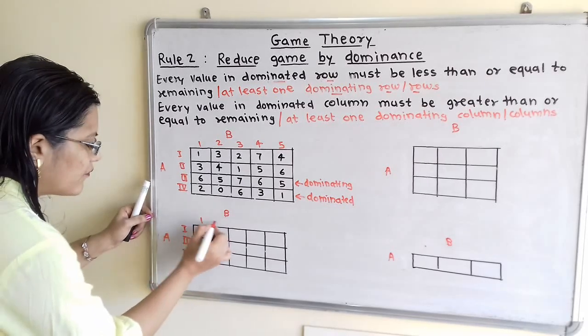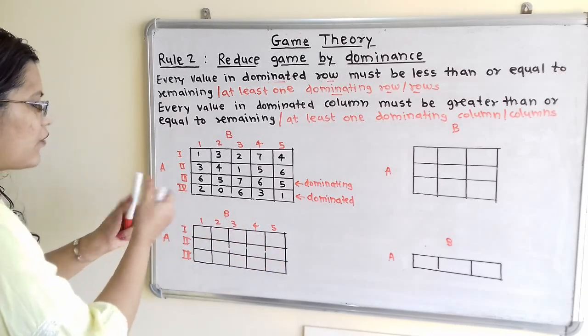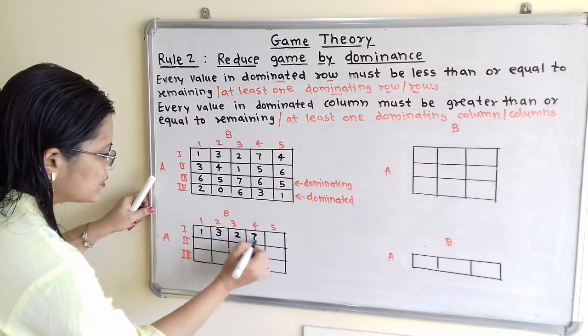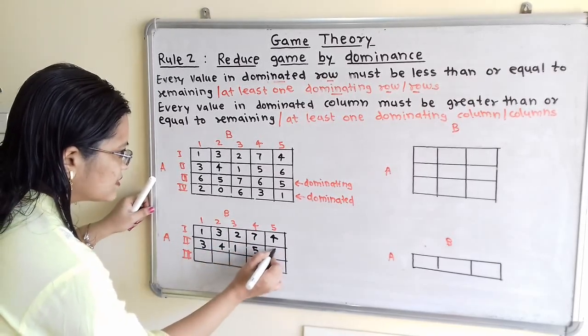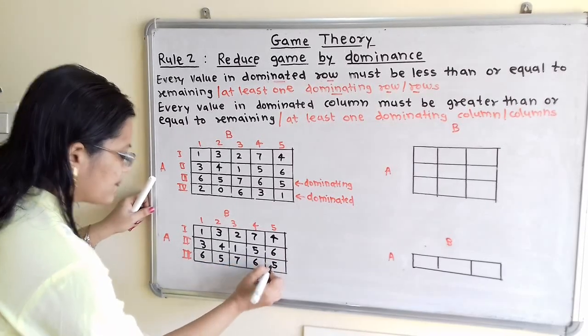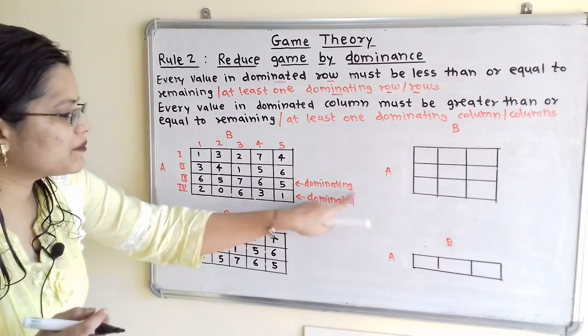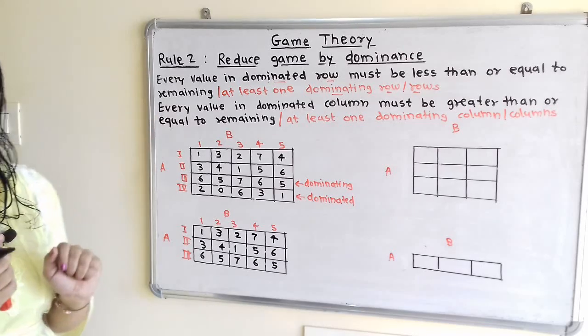And here columns 1, 2, 3, 4, 5. Now I will repeat the numbers. That is 1, 3, 2, 7, 4, 3, 4, 1, 5, 6, 6, 5, 7, 6, 5. So this is the second step. We have removed this dominated row. Now again we will move to the next rule.